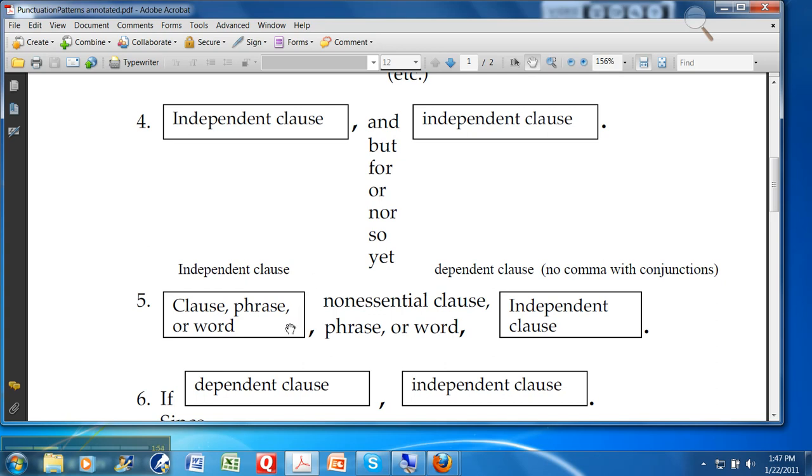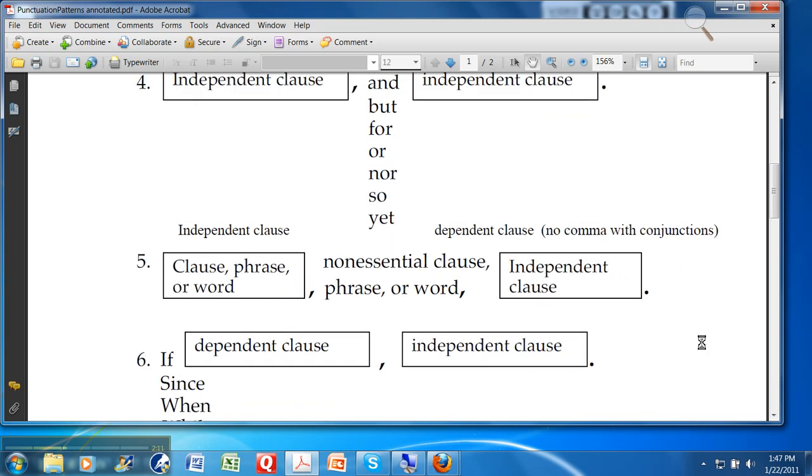Next we have a clause, a phrase, or a word that's not essential to the meaning of the sentence. And then we have an independent clause. Then we set off that non-essential clause, phrase, or word with a comma. And then we end the sentence with a period.